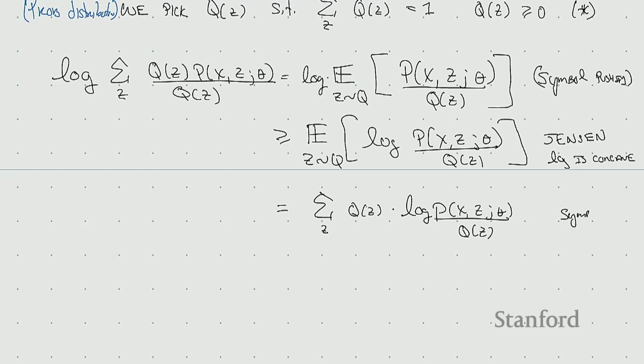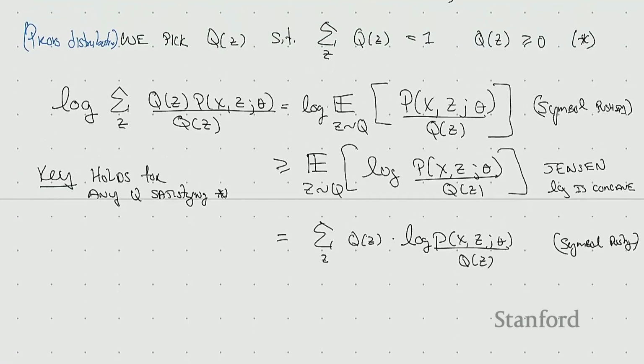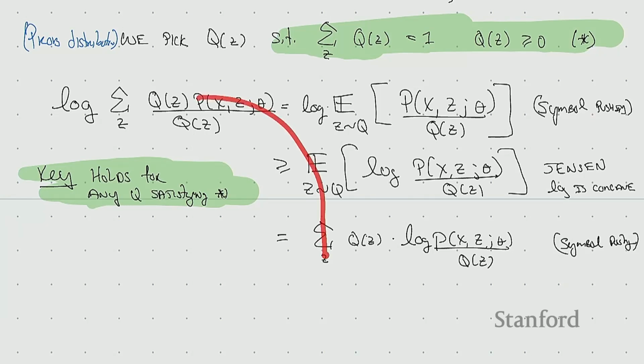So there's only one content line here. The key holds for any q satisfying star. No matter how I pick the probability distribution, this chain of reasoning goes through.